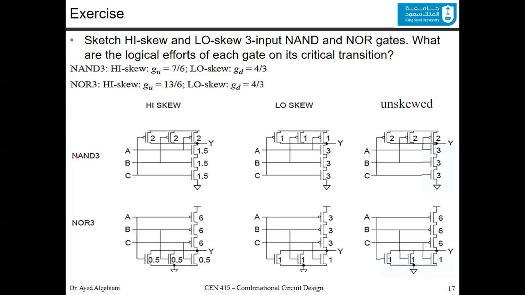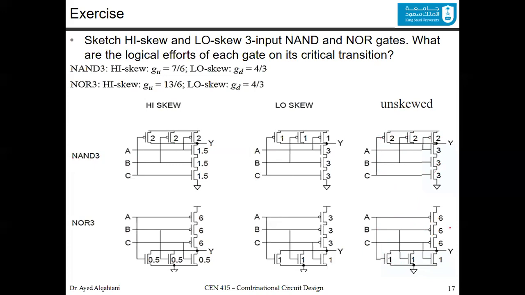So what we did is we draw the unskewed. This is the unskewed 3 input NAND. The sizing is 3, 3, and 3 in the pull down, compared to the inverter. The inverter is 2 to 1, and in the pull down you have 1. Now you have 3 transistors, so it's going to be 3, 3, and 3. The pull up is 2, 2, and 2.